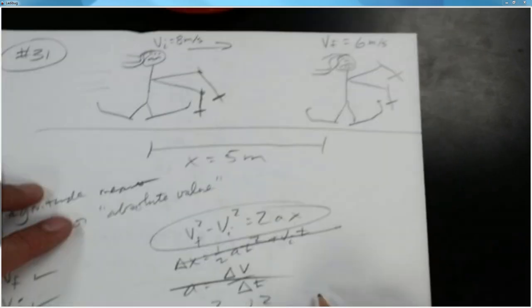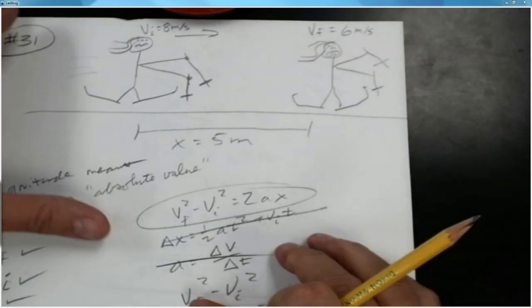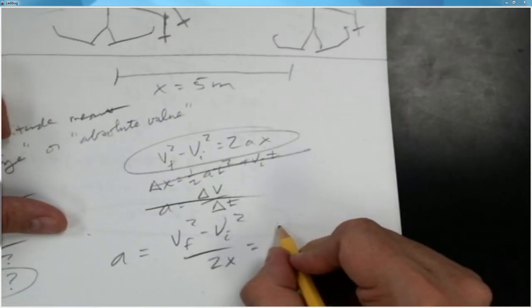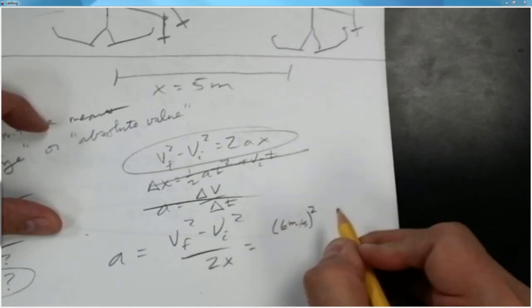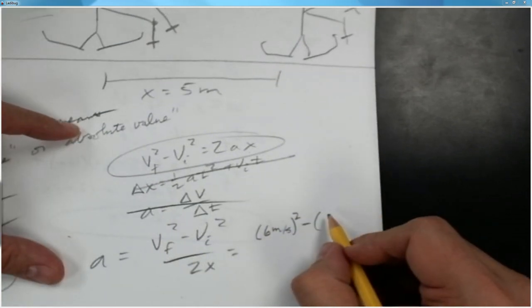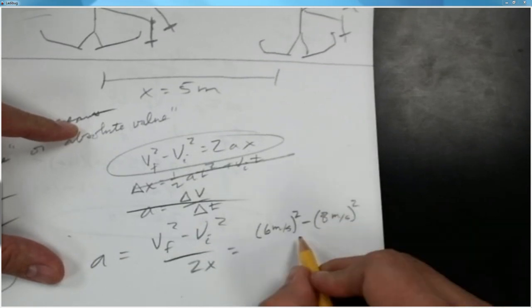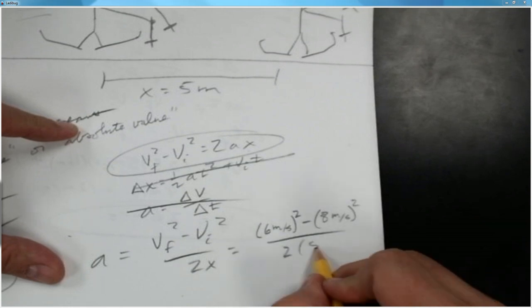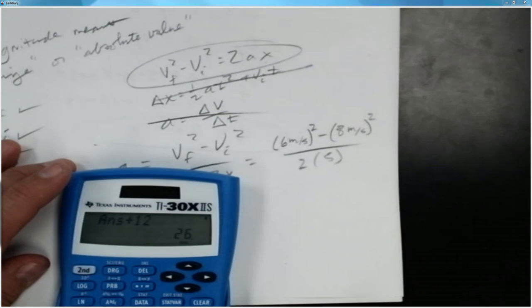So VF, looking up at my marvelous picture, VF is going to be 6. I'm like starting to do it in my head. I'm so tired. It's not 36 yet. We have to write it down for the teenagers. So that's going to be 6 meters per second squared minus, and then the initial is going to be 8 meters per second, and then you squared, and then 2, and then the distance is 5, and then you can do it in your head or plug it into your calculator. So just so I don't look foolish, let's do it in the calculator in case I mess up.